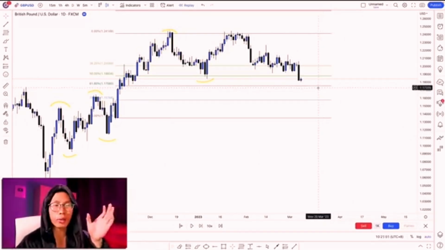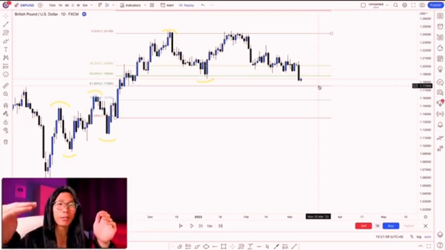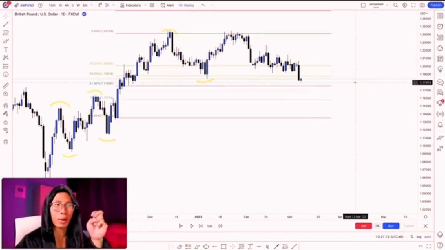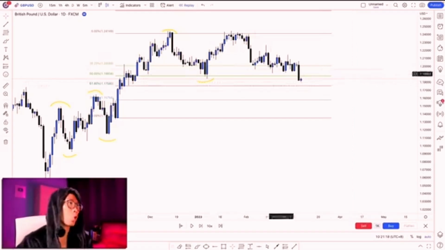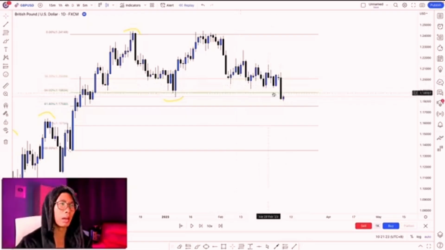So the reason why I use the Fibonacci on the daily time frame is so that you can figure out where price is retracing to and where price is going to go next over the next few days, over the next few weeks, right? So this will give you a directional bias on where to enter for the trade and where to get out of the trade. So right now, price has managed to retrace all the way down to this 50 retracement level.